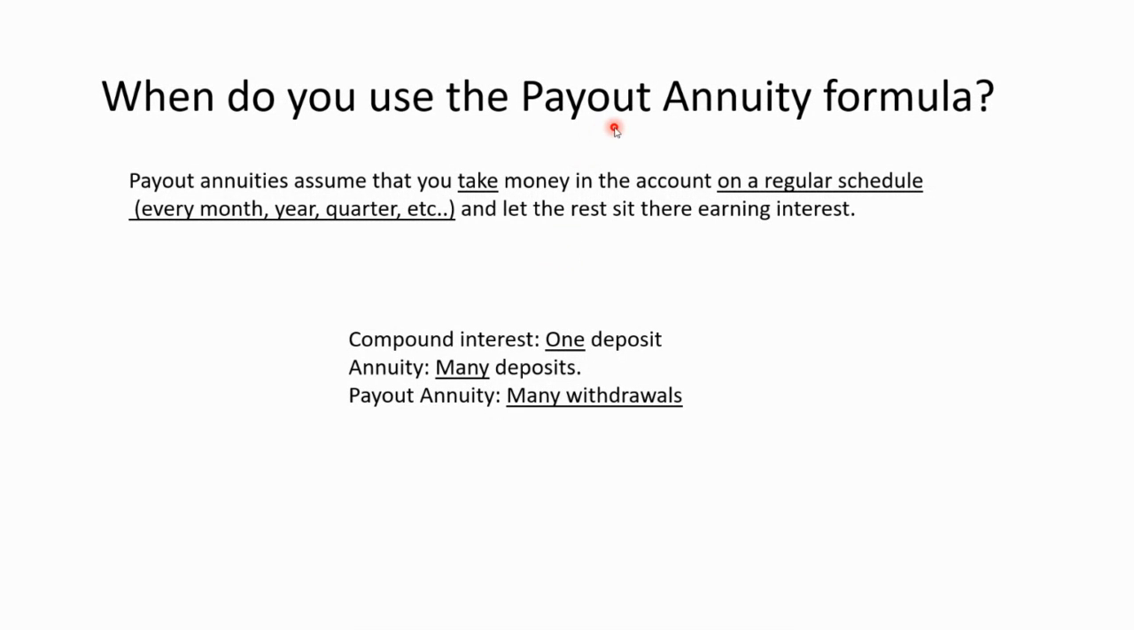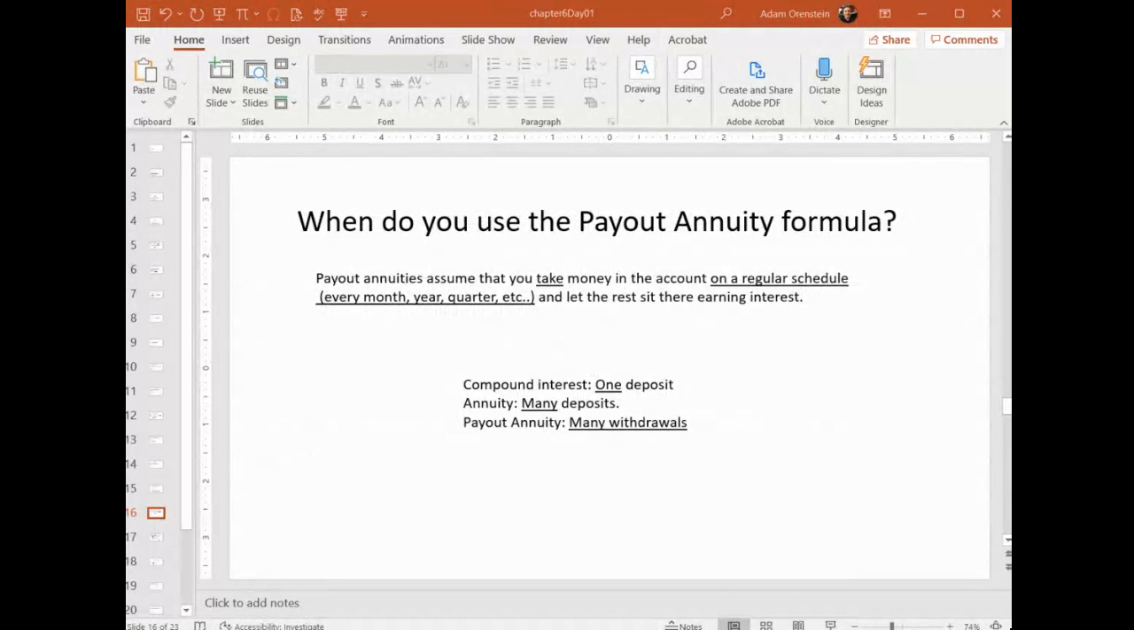Let me just say this. With a payout annuity, you're making many withdrawals. With a savings annuity, you're having many deposits. All right. Next time we'll start from here and do some examples with payout annuity. You could deal with that using a TVM solver or the formula. We're out of time, so let's stop.